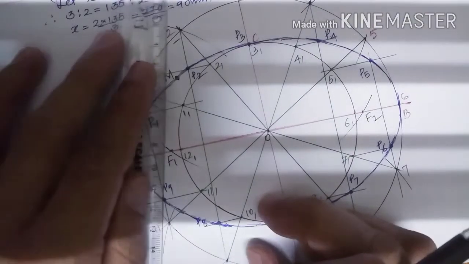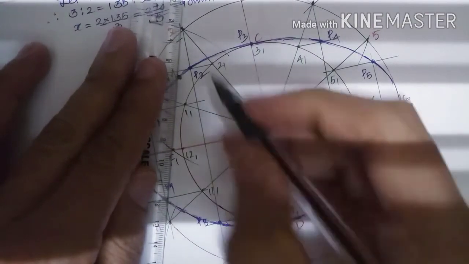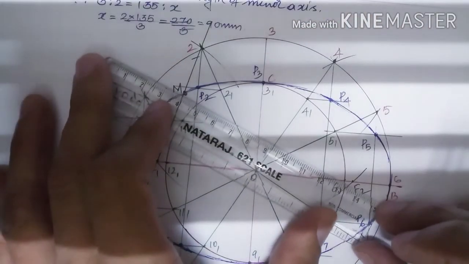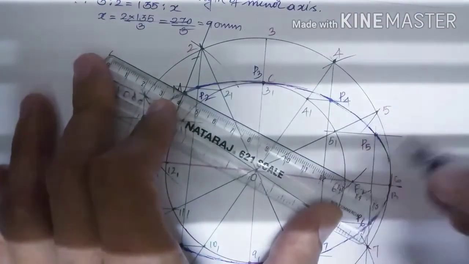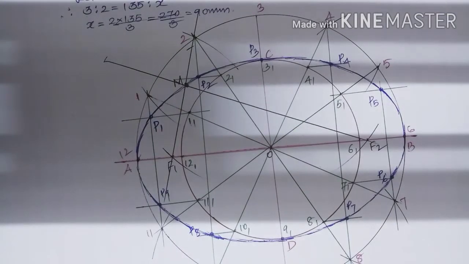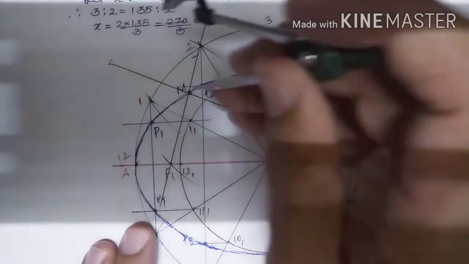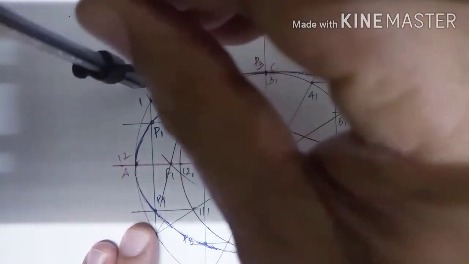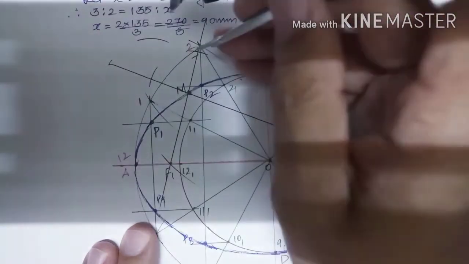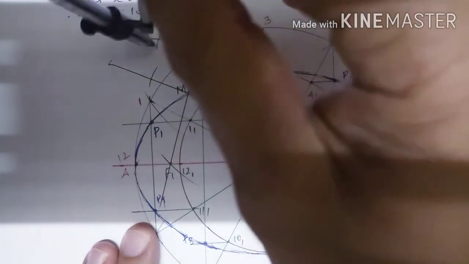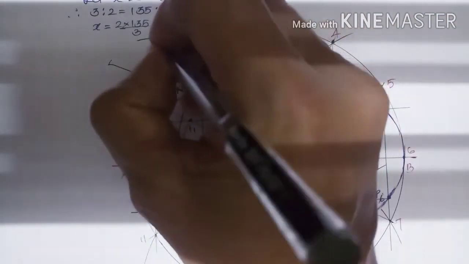Join F1M and produce it. Join F2M and produce it. Then bisect this angle. Here you are getting the angle. Bisect this angle. Taking any convenient radius, strike the arc on this line, on both the lines. The same radius with this point as center, you strike the arc here. With this point as center, you get the arc. So you are getting the point N.